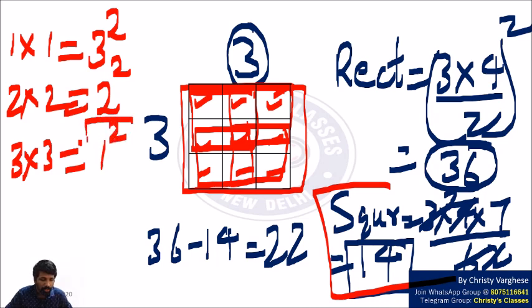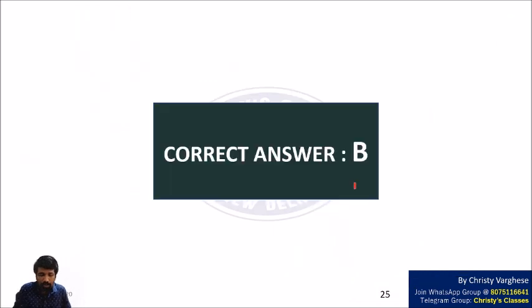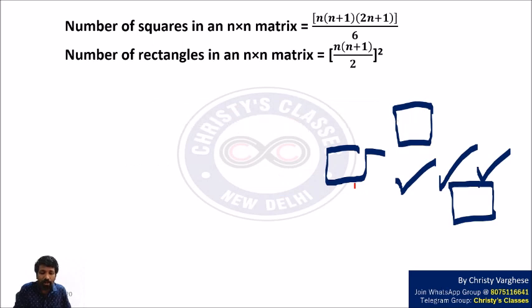Total number of squares is nothing but 1 square plus 2 square plus 3 square. That means if 3 rows and 3 columns are there, 1 square plus 2 square plus 3 square. That means the sum of the first 3 consecutive squares. In general, the sum of the first n consecutive squares you will do n into n plus 1 into 2n plus 1 by 6 itself. And that is how this formula was derived.